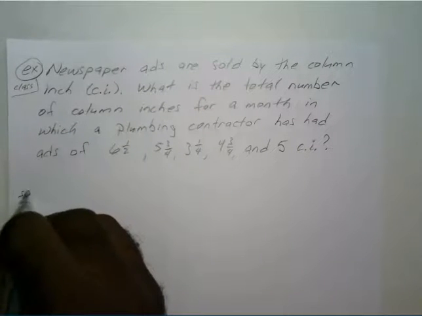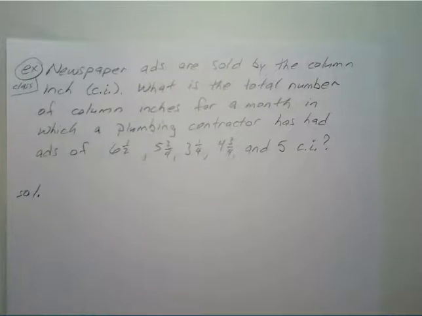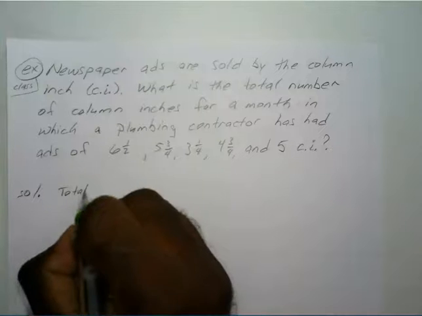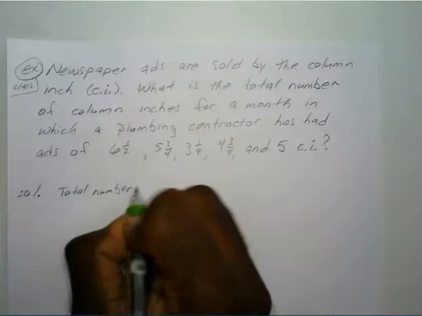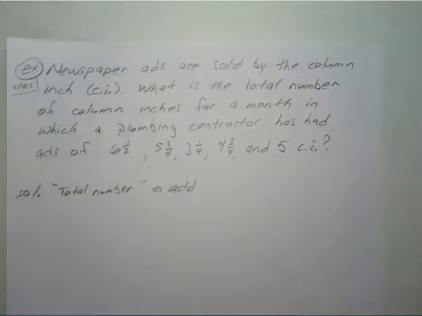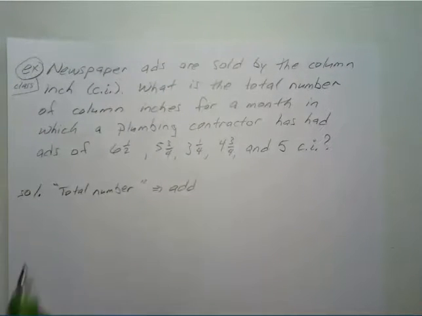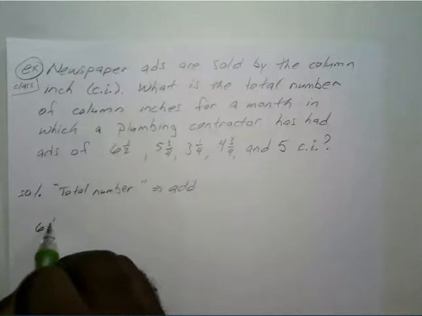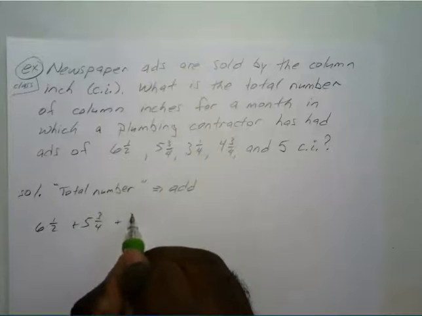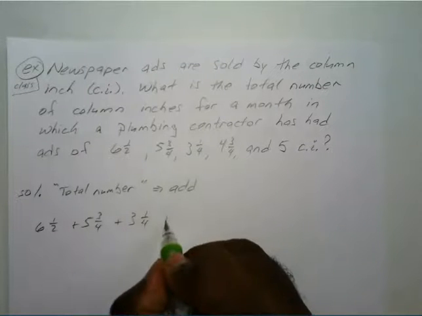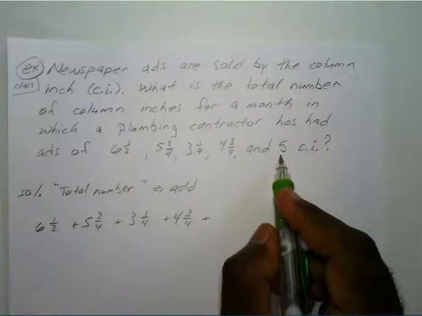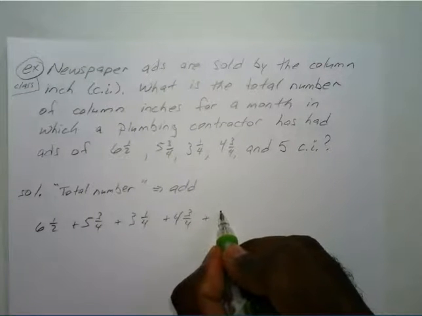Alright, so assuming you've already solved it, let's go ahead and verify. So the total number is just a very fancy way of saying add them together. Okay, so you have 6 1/2 plus 5 3/4 plus 3 1/4 plus 4 3/4 plus 5, or you can just say 5 over 1.